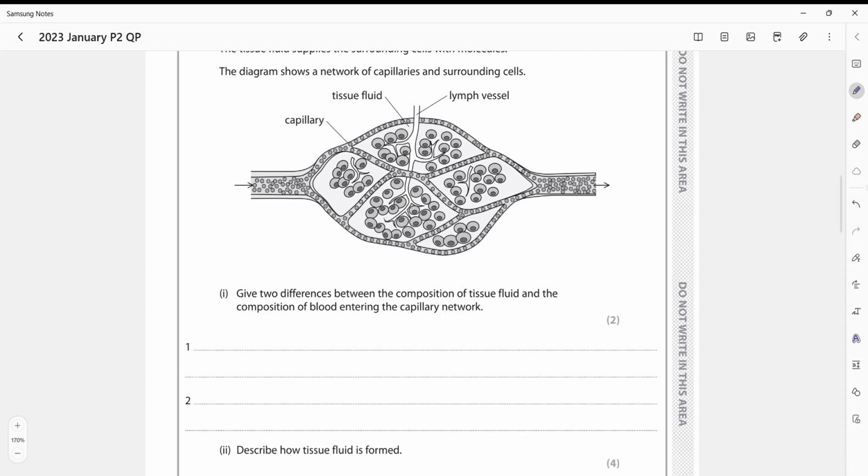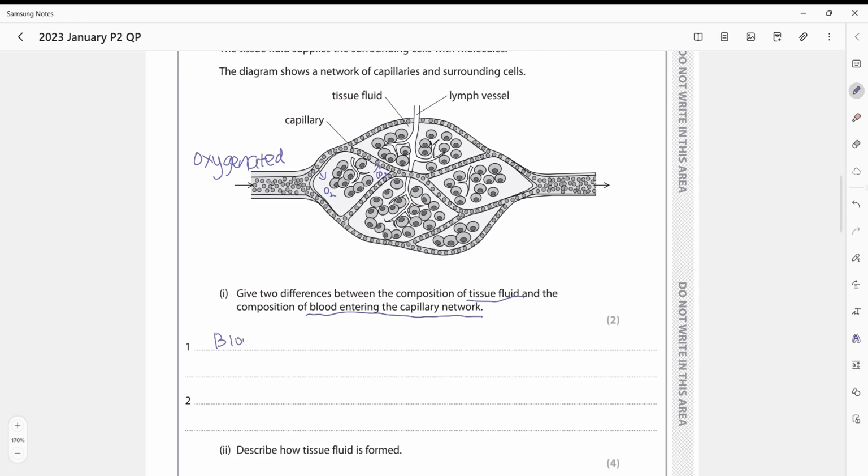So what's happening here is that this capillary here is carrying oxygenated blood, and then when it leaves, it carries more deoxygenated blood, and that's because the oxygen is diffusing out, and the carbon dioxide is actually diffusing in. I don't know if you can see that, but I wrote CO2, because remember your cells are undergoing respiration, so it requires oxygen and it's going to produce carbon dioxide. So one of the differences between the blood entering the capillary network and the tissue fluid is that the blood in the capillary network has more oxygen.